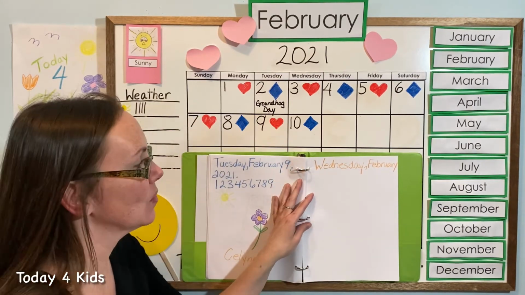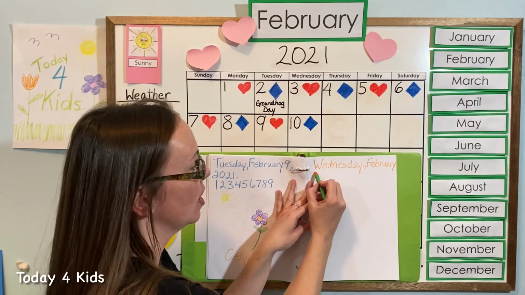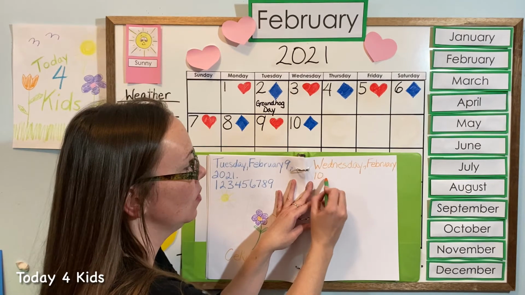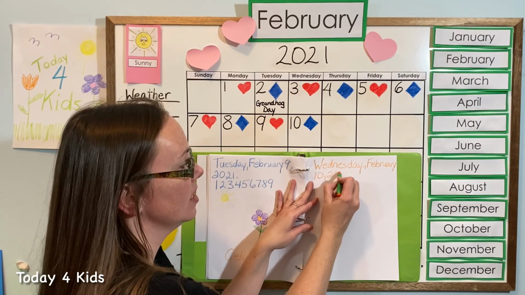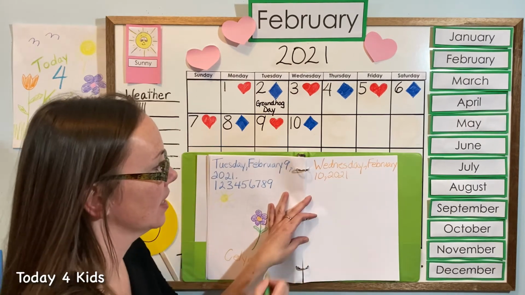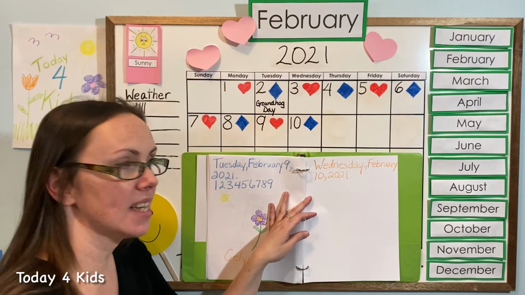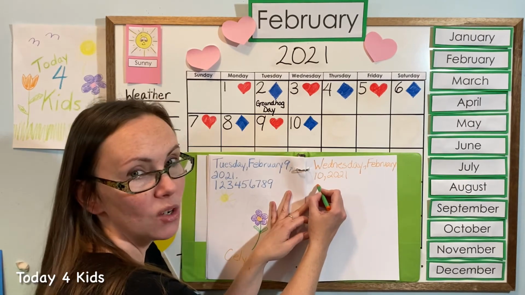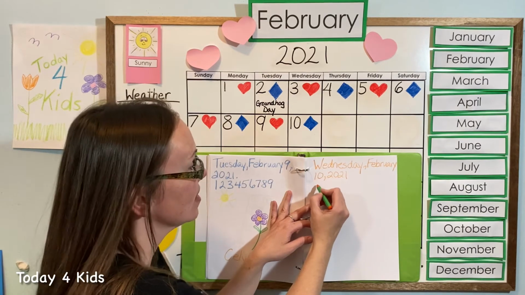Whew, that was close. So then I'm going to come down and go back to the beginning here, and it's a 10th. So I'm going to put a 1 and a 0, and then a comma, and then I'm going to put the year, 2021. And I want to practice making my numbers. So I'm going to make all my numbers up to the number 10 today. You can say them with me, or you can practice them on your paper, or you can practice them in the air too. That's kind of fun.